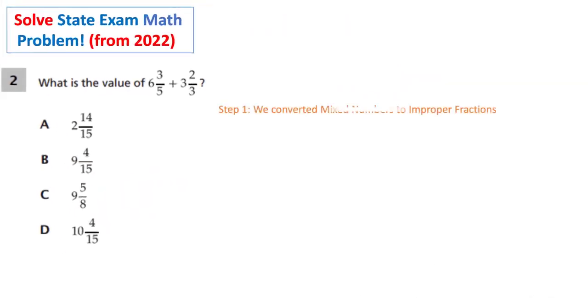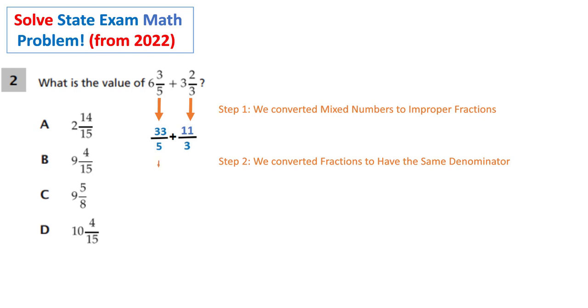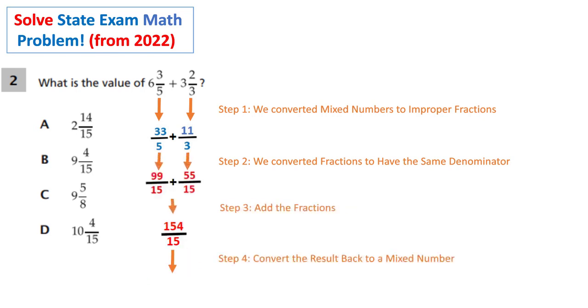Now let us recap how to find the sum of two mixed numbers. First, convert the mixed numbers to improper fractions. Then find the common denominator and add the fractions. And finally, convert the result back to a mixed number.